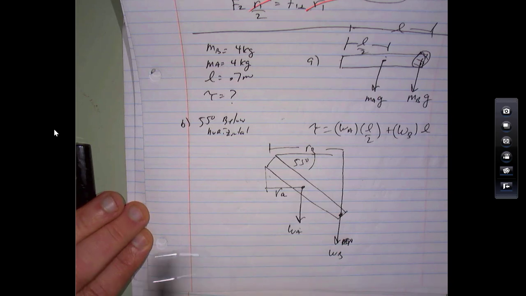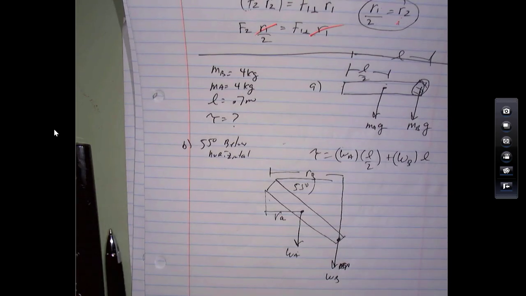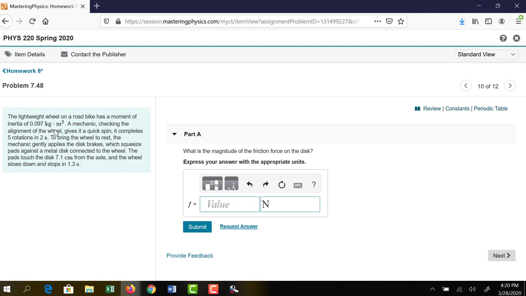Okay, excellent. Let's look at the next problem. 7.48. The lightweight wheel of a road bike has a moment of inertia. They give you the moment of inertia here, 0.097 kilograms per square meter. Sometimes you have to solve for it, depending on the shape and the mass and the size. Here they're just giving you the moment of inertia.